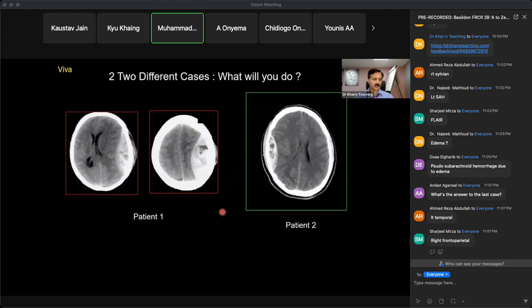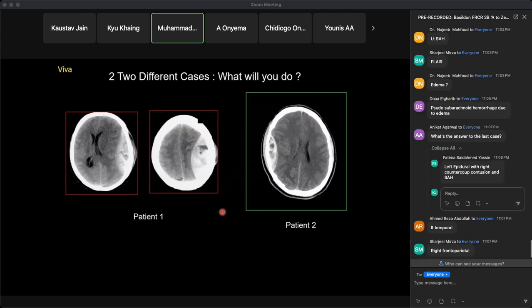Classical viva question. In patient one, there's this large collection. It's the same thing I am showing you. I'm showing you patient 1 and patient 2 with the same finding. My question is a viva question. You have picked it up. You are the on-call radiologist. What is happening? What will you do?